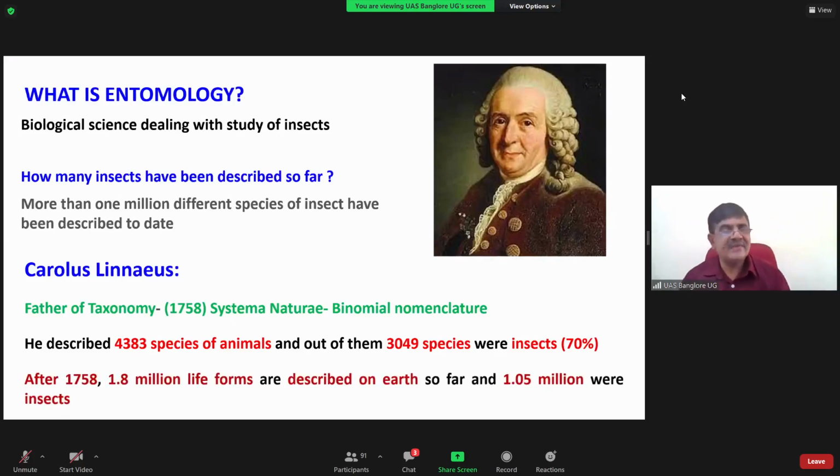And after 1758, so far 1.8 million life forms have been described on the Earth surface. Out of this 1.8 million life forms, 1.05 million were insects. So out of 1.8 million described species, 1.05 million species are insects. So you will come to know the abundance and diversity of insect species.